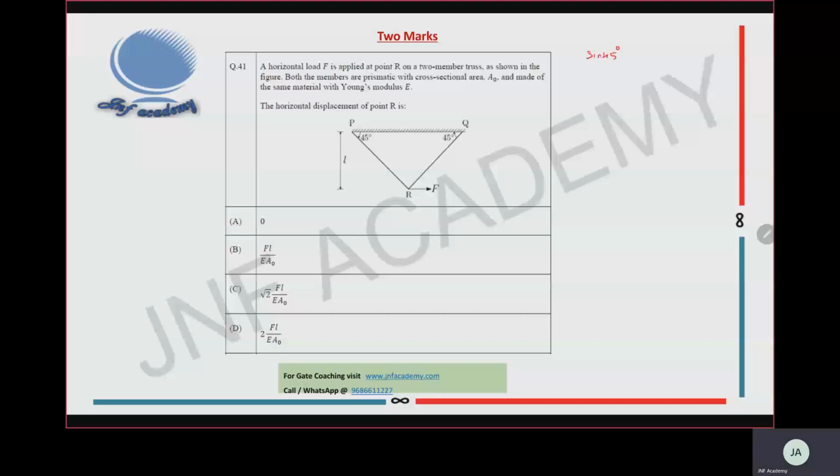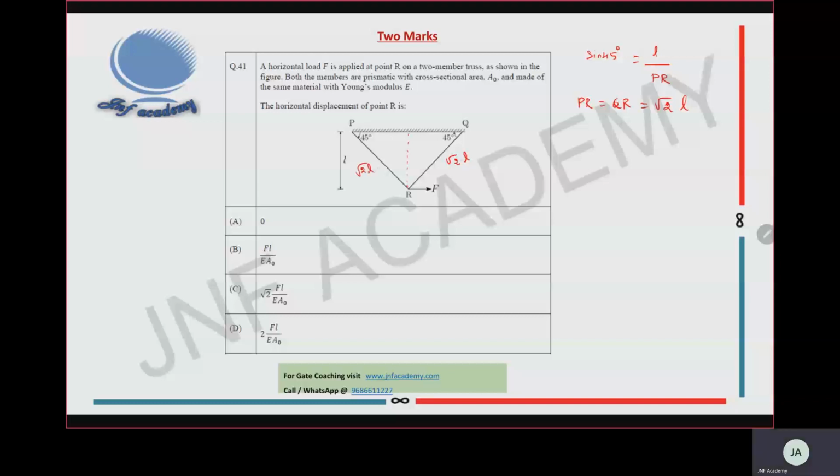If you find out sin 45 of this, opposite by hypotenuse, so this PR, which is also equal to QR, is equal to root 2 times of L. Okay, so the member length is root 2 times of L.